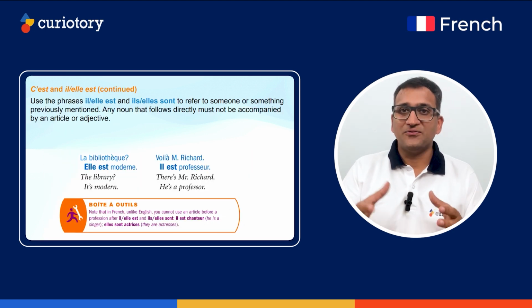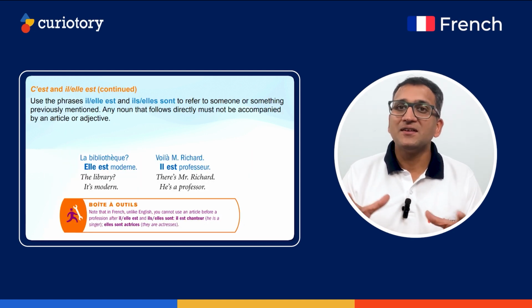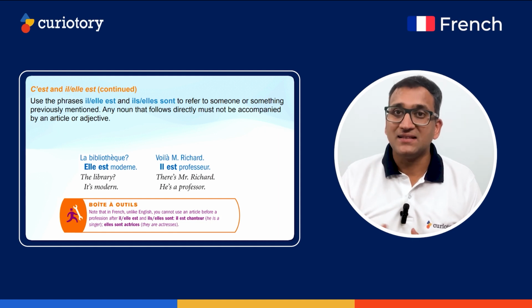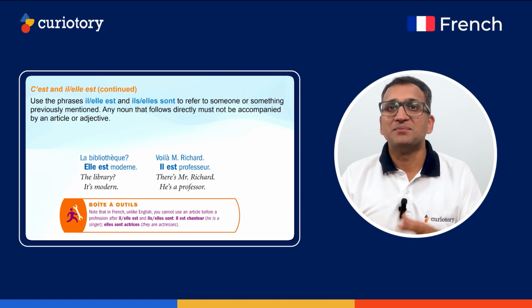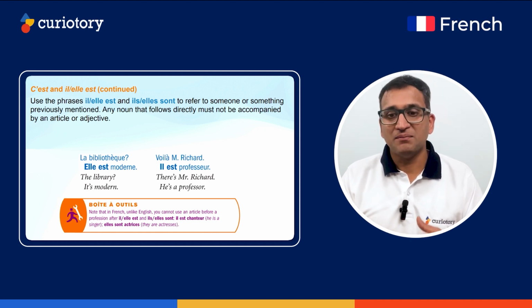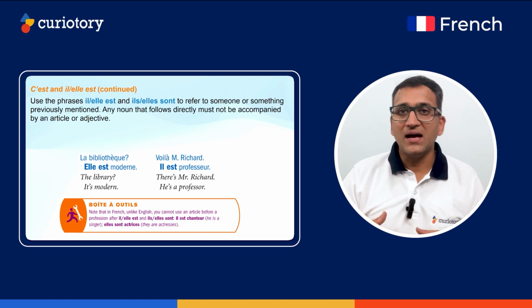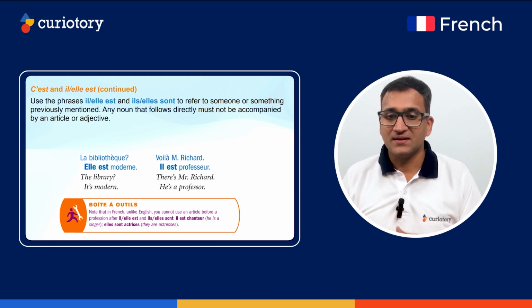Now, look at a few more examples. Let's say there is a word for library in French, "la bibliothèque." That's the word for library, la bibliothèque. And I would say, "elle est moderne." It is modern. Elle est moderne. La bibliothèque, elle est moderne. Similarly, "voilà Monsieur Richard." Voilà means here is, right?